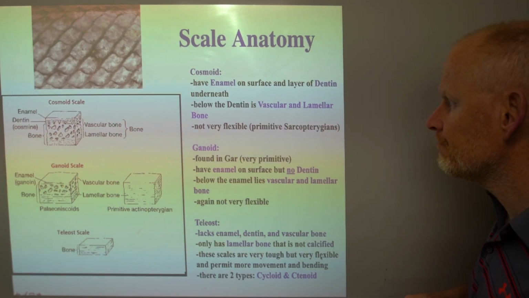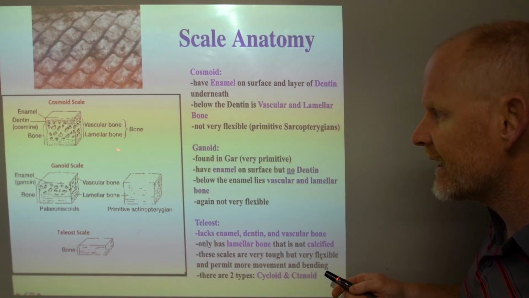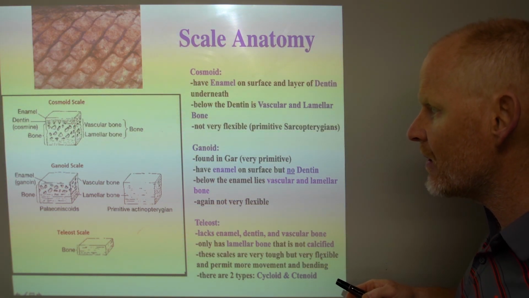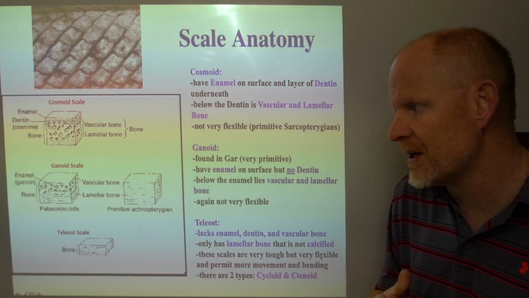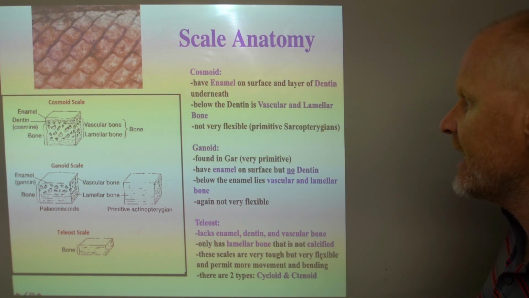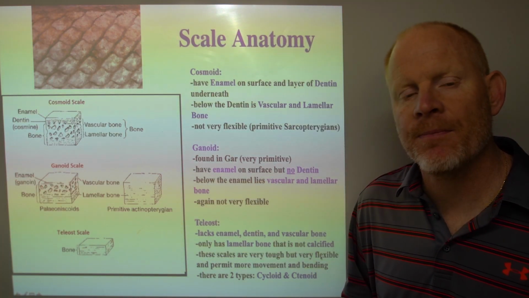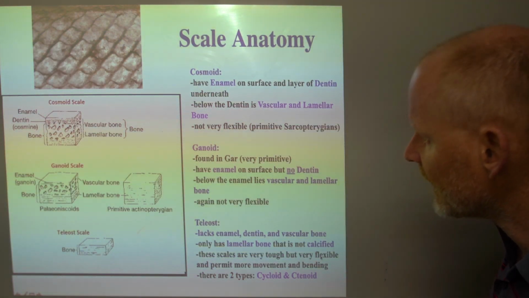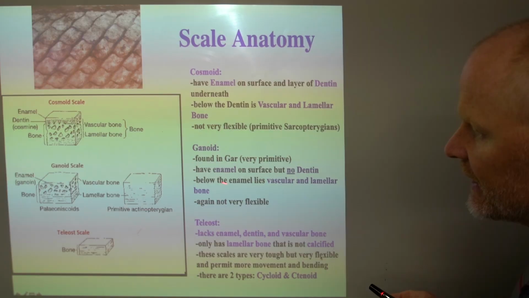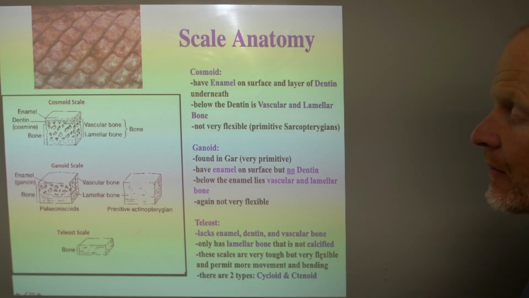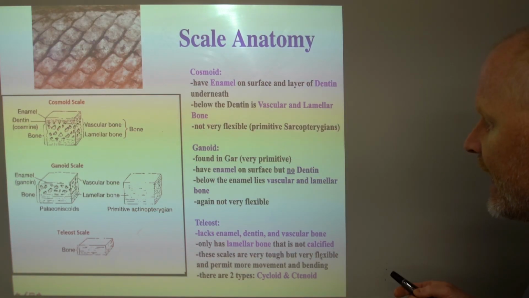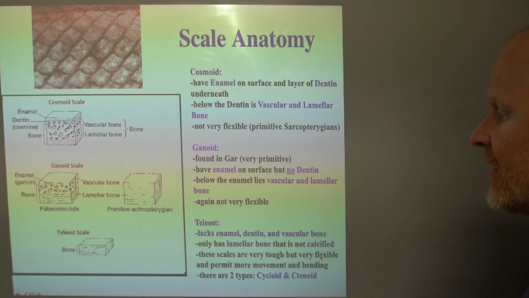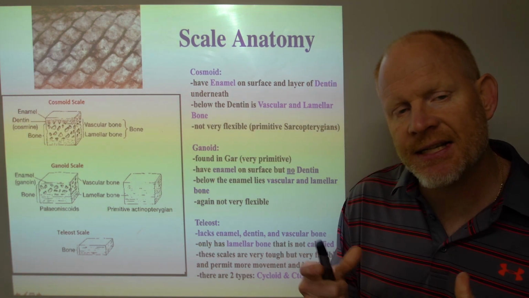So this dentin layer, again, is kind of a more reduced bone. And then they have true vascular or lamellar bone, what we call spongy bone, that make up the scale. So the scale is quite thick, not flexible, and very hard. The ganoid scale is found in gar and some of the other paleonisciform fish. It has enamel, again, on the surface, and no dentin, so we remove the dentin layer. And then we keep the vascular and lamellar bone. So we're just removing the dentin.